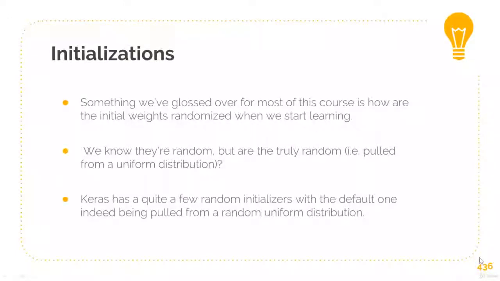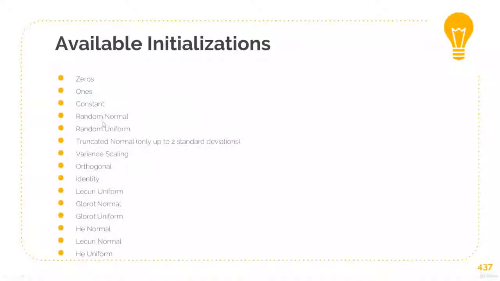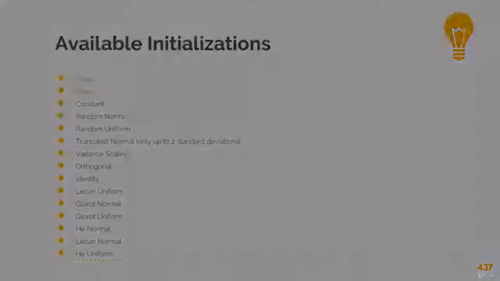So something we sort of glossed over in this course is that we always say our initial starting weights are random, but are they truly random? And that means, are they pulled from a uniform distribution? Well, kind of yes, that is the Keras default. However, there are a number of other initializations that Keras offers. So let's take a look. These are the many initialization functions Keras can provide us with, and let's take a look at how they look.